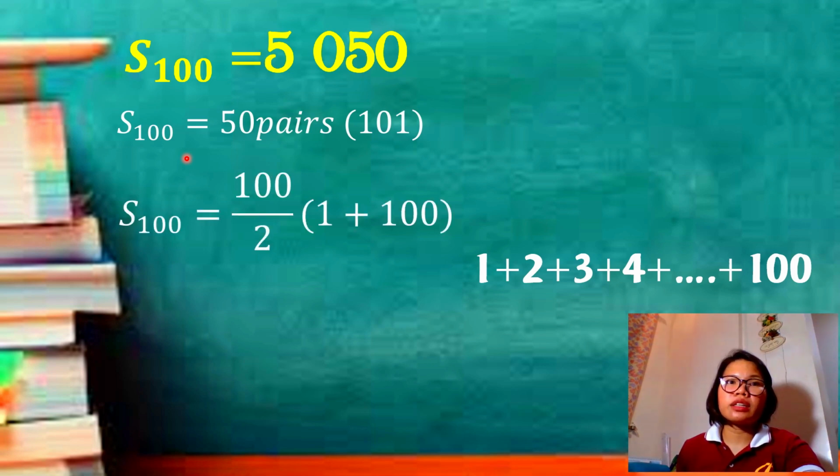Kaya, ang nangyari ay, the sum of 100 terms is equal to 100 divided by 2 multiplied to 1 plus 100. Ma'am, bakit hindi mo na sinama yung 2 and 99? Kasi, pare-parehas din naman sila ng sagot. What is the next thing that you have to do?